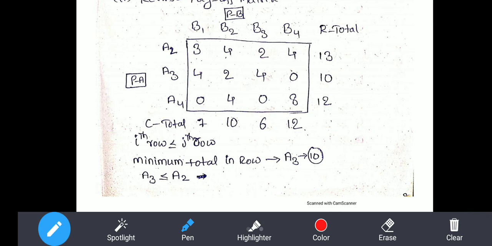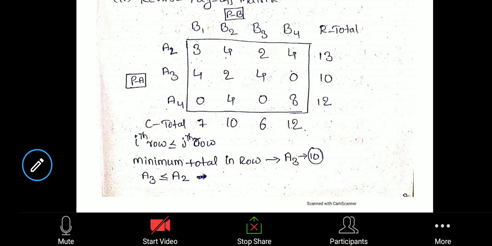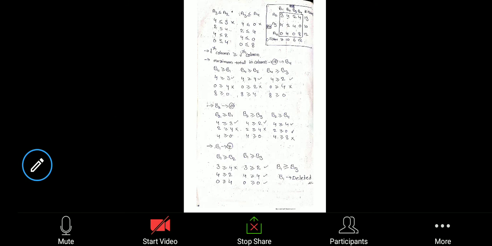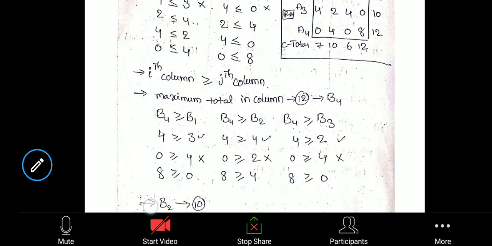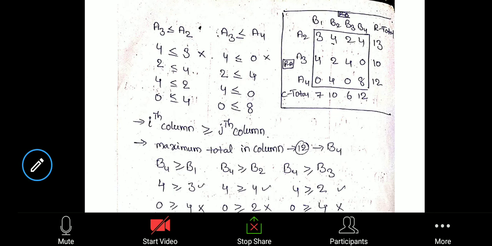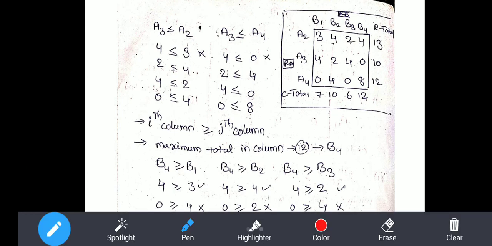The least value is 10, which means A3 will become the ith row, and A2 and A4 will become the jth rows. A3 is less than or equal to A2, A3 is less than or equal to A4. So now we are doing this calculation here. A3 with A2: the first element itself is not satisfied. Next, A3 is compared with A4, so it will also be rejected.